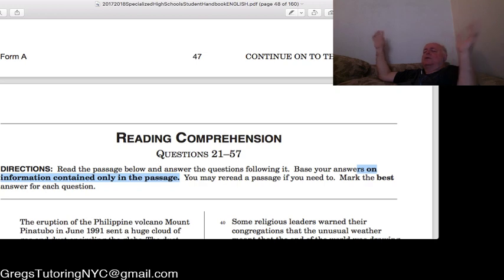Of course you need world knowledge. If it's talking about a baseball game, you have to know what baseball is about. If it's talking about building a house, you have to know what a house is. So when I say that, it's contextual. And then, of course, mark the best answer, which is the last sentence over here.